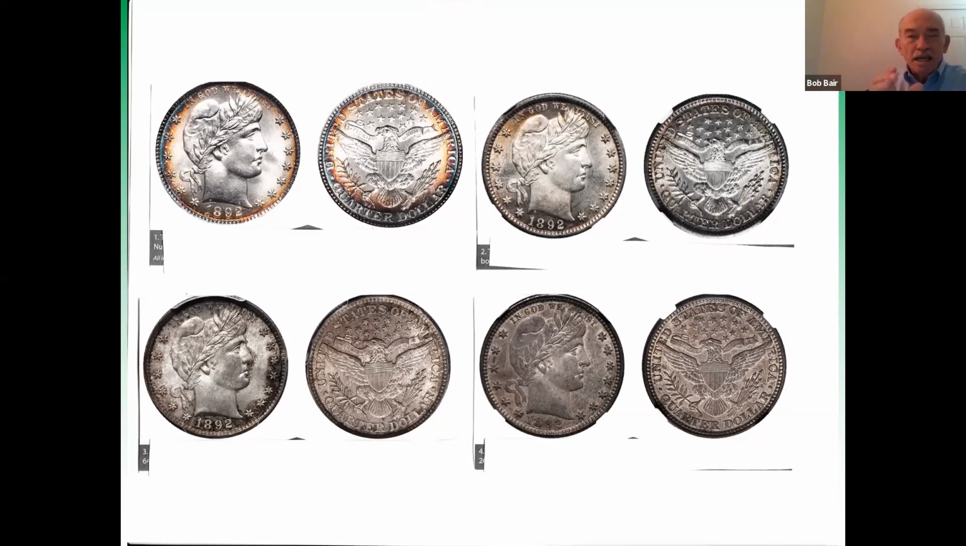Okay, I'll give you 10. And I know we're just grading pictures and we can't rotate them in our hands and see the luster and stuff. But if you could only pick one of these to bid on, which one would it be? I'll give you 10 seconds. And then we're going to go to the next slide where we'll see how these coins did.